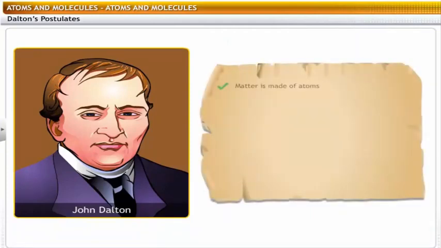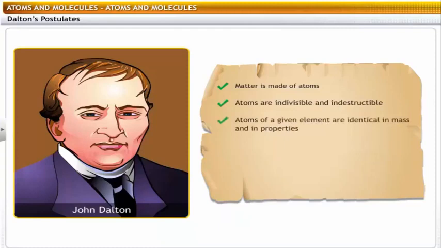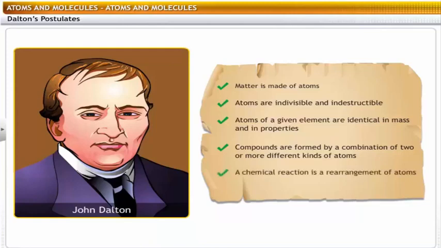According to Dalton, all matter is made of atoms. Atoms are indivisible and indestructible. All atoms of a given element are identical in mass and in properties. Compounds are formed by a combination of 2 or more different kinds of atoms. And a chemical reaction is a rearrangement of atoms.